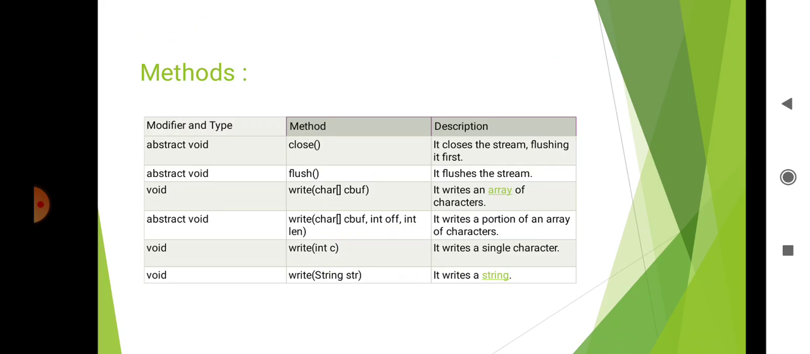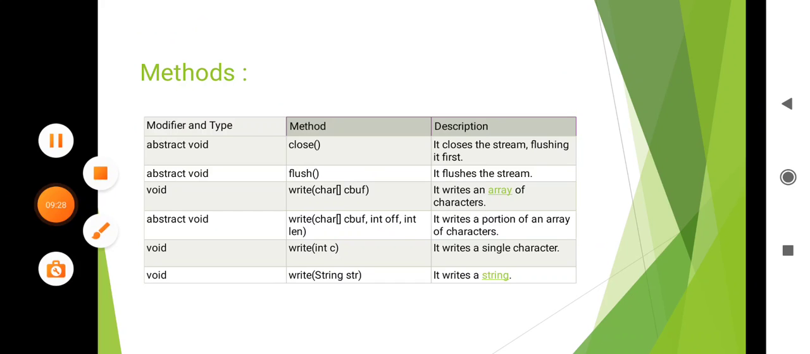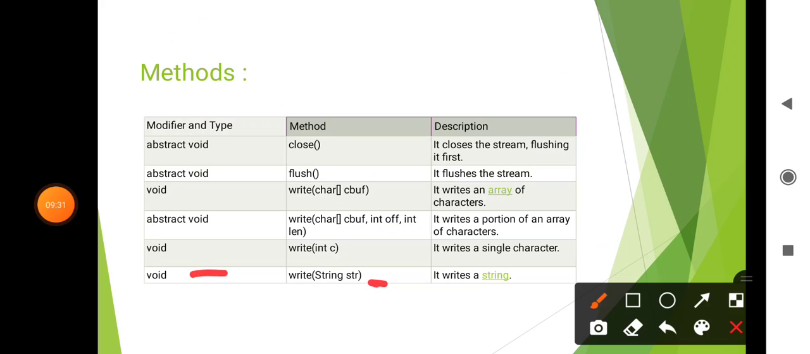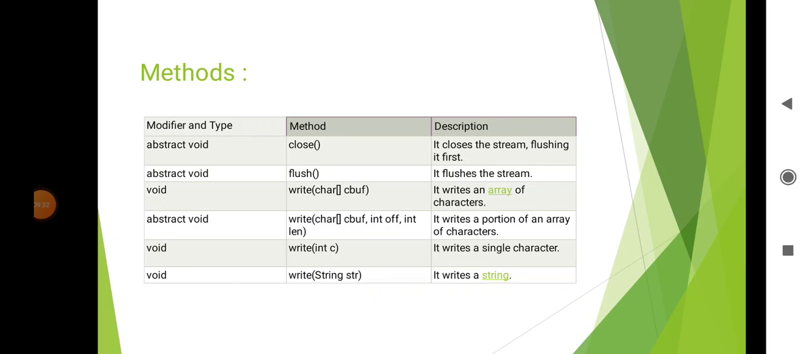And then methods. First one is the abstract void close, it closes the stream, flushing it first. Then abstract void flush, it flushes the stream. Then void write(char[] cbuf), it writes an array of characters. Then abstract void write, it writes a portion of an array of characters. Void write, it writes a single character. And last is void write(String str), it writes a string.